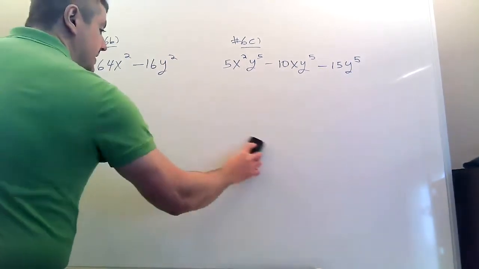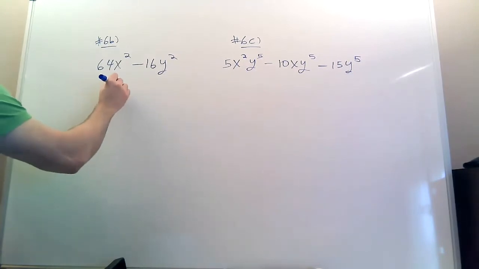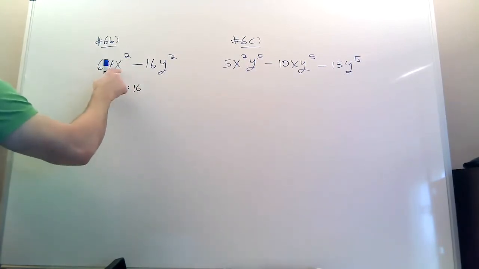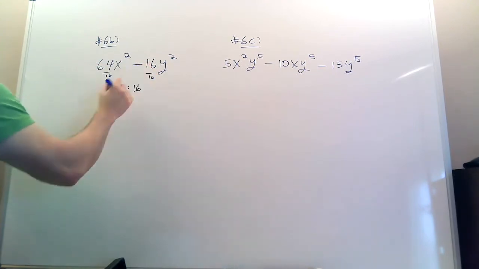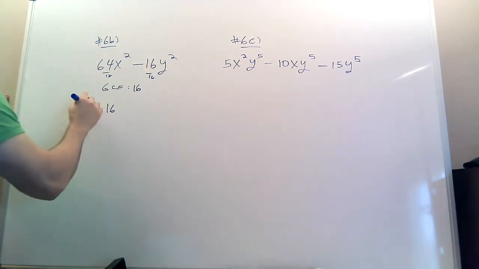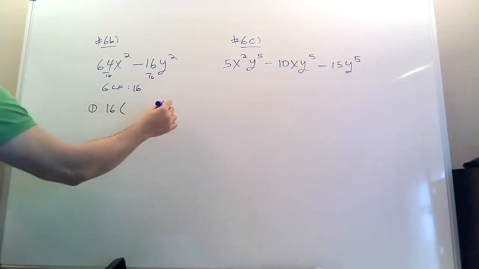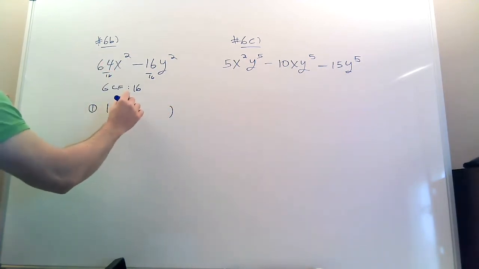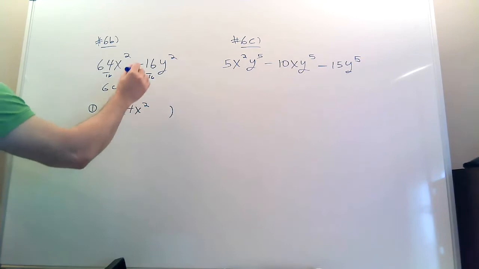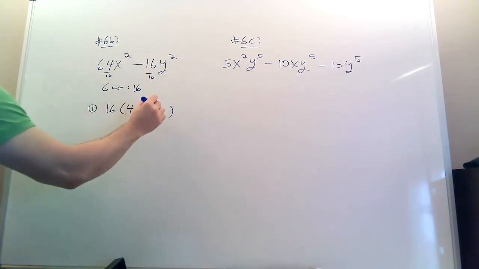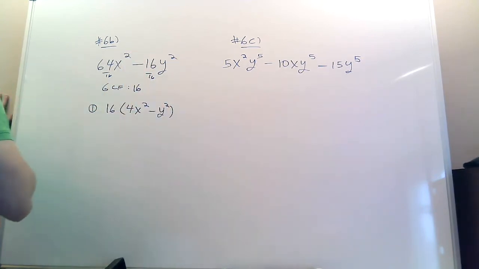So, yes, 16 in this case is your GCF. They don't have the letters in common. So I'm going to divide them each by 16. Put that in the front, right? This is step 1. You factor out the greatest common factor. So you put 16 in the front. 64 divided by 16 is 4. 16 divided by 16 is 1. And the y squared is left over.